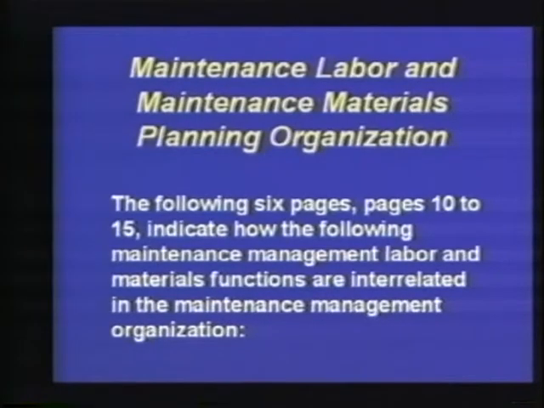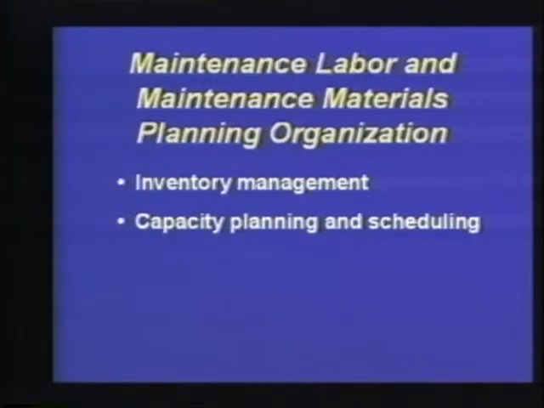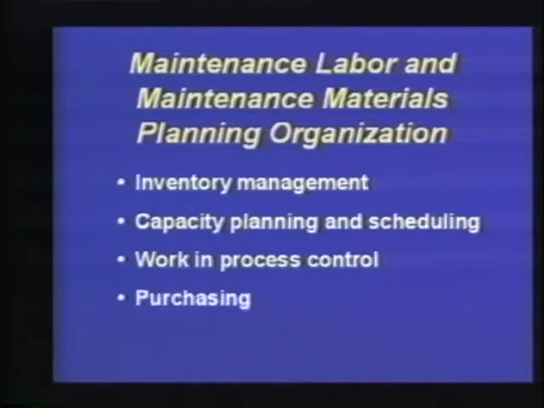Now, the next series of pages demonstrates organizationally how these activities actually work together. This is a little more detail than we went through where we looked at those 9 functions and we showed the integration by the arrows and lines. So on page number 9, we're addressing 5 major planning activities: inventory management, capacity planning and scheduling, the work in process, the labor reporting, then the purchasing and the warehousing.